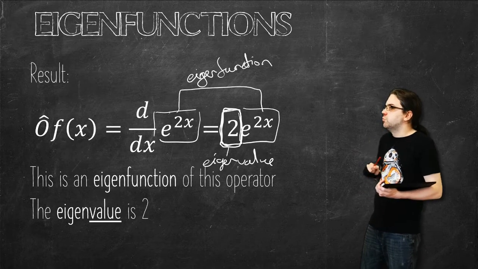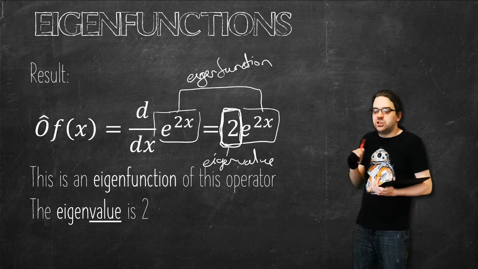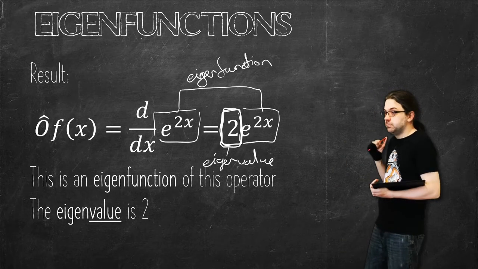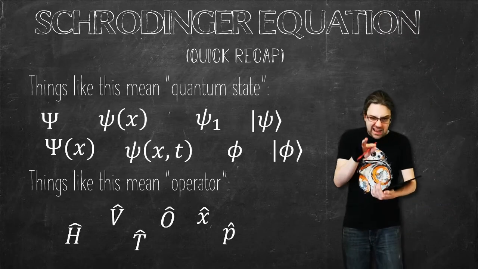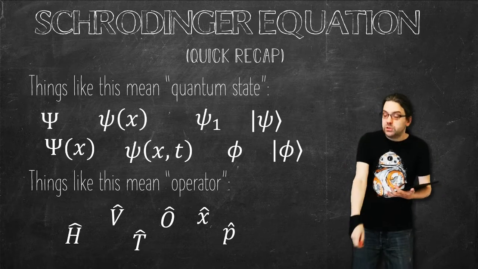So if this operator represented a particular observable, an energy or a position, the value of that observable would be 2. Now we're going to quickly recap before we show the Schrodinger equation to show you what the notation is.